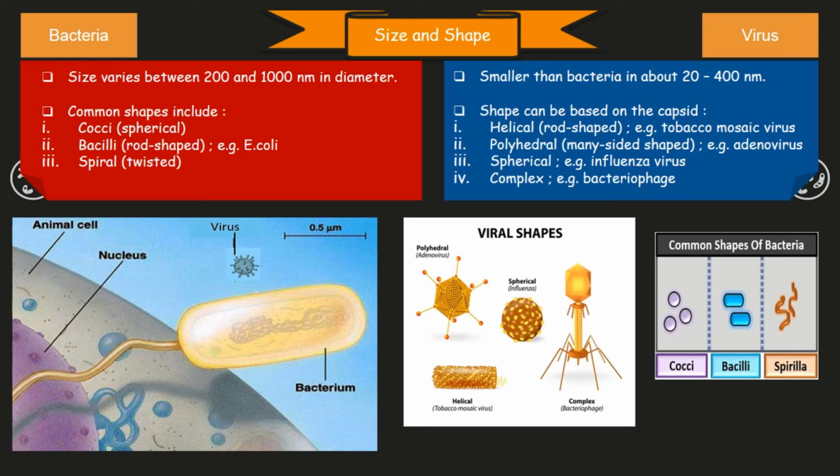Bacteria and virus also differ in size and shape. In bacteria, size varies between 200 and 1000 nanometers. However, viruses are much smaller than bacteria, at about 20 to 400 nanometers. The most common shapes in bacteria are cocci, bacilli, and spiral. In virus, the shape can be based on the capsid itself. First, helical, second, polyhedral, third, spherical. The last one is complex, as you can see in the picture below.